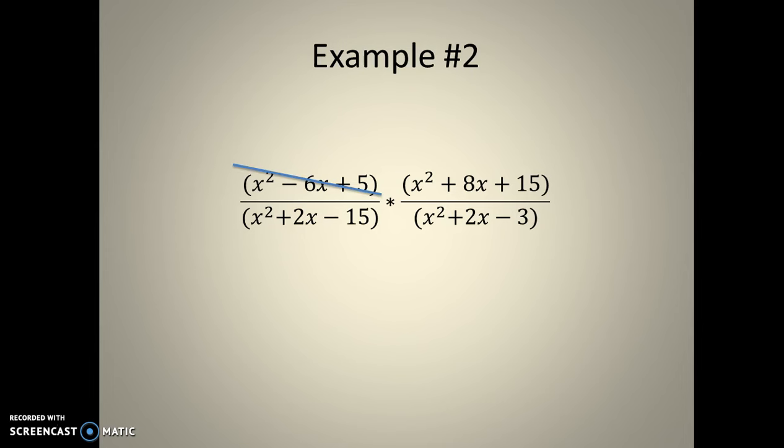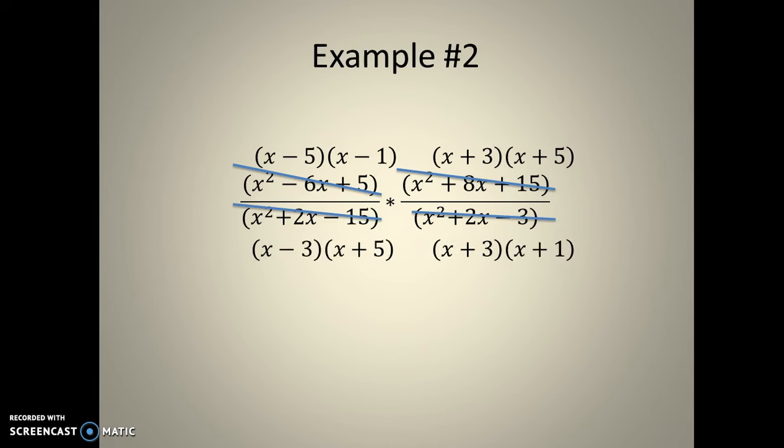So in this first equation and the second equation, we're going to do the tops first. Two numbers that multiply to give me 5 and add to give me negative 6 are negative 5 and negative 1. Two numbers that multiply to give me positive 15 and add to give me 8 are 5 and 3. I'm going to do the same thing to the bottom. Two numbers that multiply to give me negative 15 and add to give me positive 2 are negative 3 and positive 5. And two numbers that multiply to give you negative 3 and add to give you positive 2 are positive 3 and negative 1, excuse me.